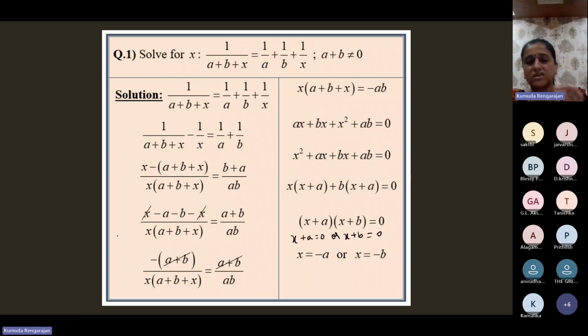So it's just the start which matters. How to start? Group the x terms, the terms that have x, have them on the left-hand side. The terms that do not have x, have them on the right-hand side. That's the start. If you start correctly, then that is going to lead you to the next step, and then the correct answer.